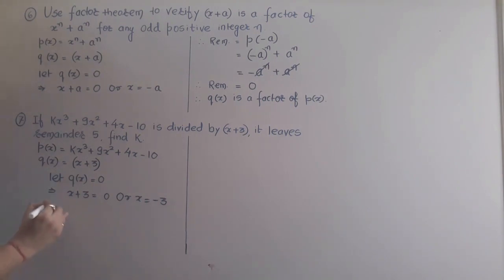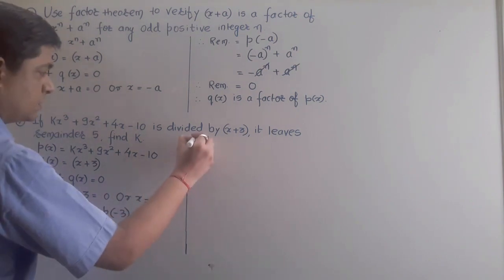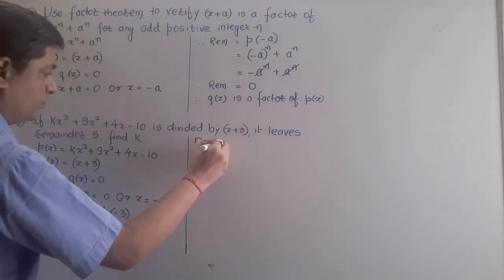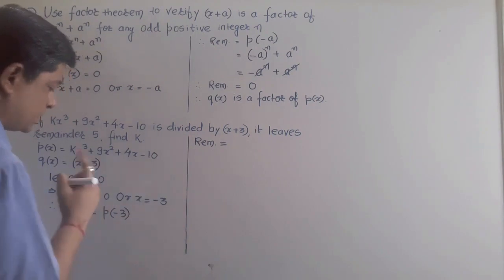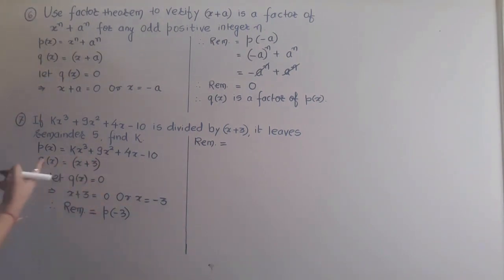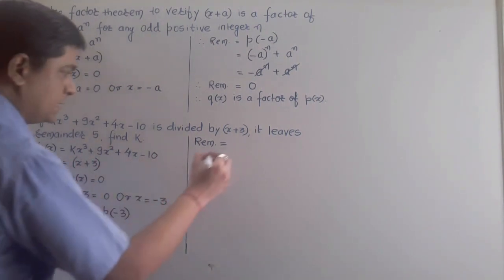Now let us find out the remainder. Therefore, remainder is equal to p of minus of 3, because if I want to find out the remainder, I will put the value in p of x. So now let us proceed further. Remainder will be equal to p of minus of 3, meaning in p of x I will keep the value of x equal to minus of 3.